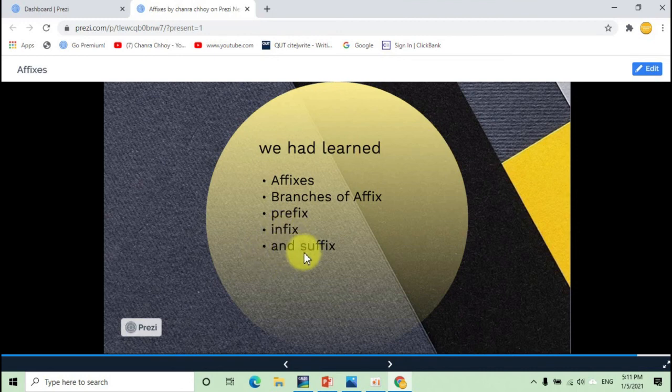And the last one is suffix. Suffix means a group of letters that we add at the end of the word, like worker or farmer, and it shows the class of word. It means adjective, adverb, or noun. All right. And right now, I hope you understand all this.